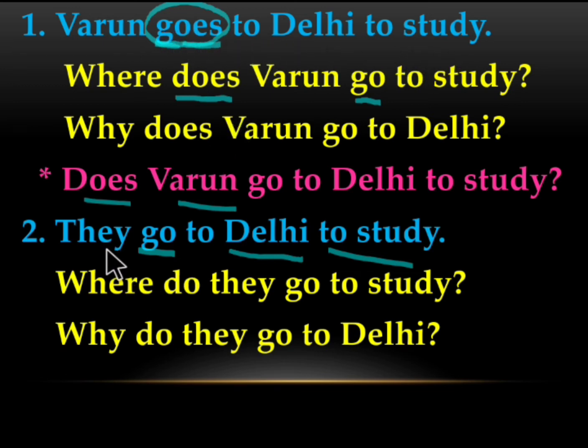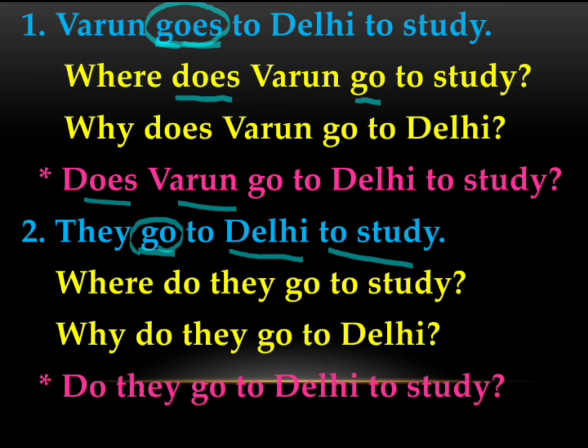In the second sentence, they go to Delhi to study. Here, they is there and go is the plural verb. And the plural do verb is do. So the question is, do they go to Delhi to study? Yes, they go to Delhi to study. So this is how we can frame the WH question as well as the yes or no type of question. Let us see a few more examples.